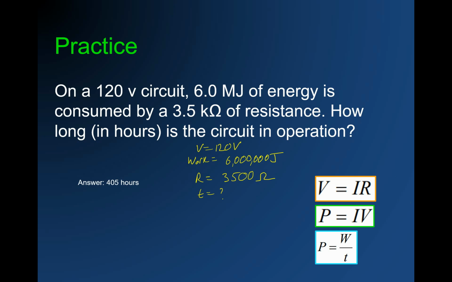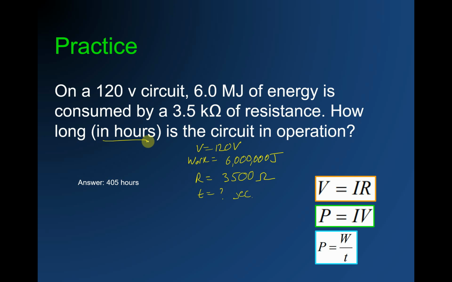Okay, if you didn't get 405 hours, there are a few things we should look at. One is there are some unit conversions in here. Yes, I thought I had 120 volts, but 6 megajoules, that's megajoules, is 6 million joules. 3.5 kilo ohms, remember I've got to multiply by 1,000 to get 3,500 ohms. And I'm solving for time. But you know time is going to come out in seconds, and they want it in hours. So units were a big deal here.